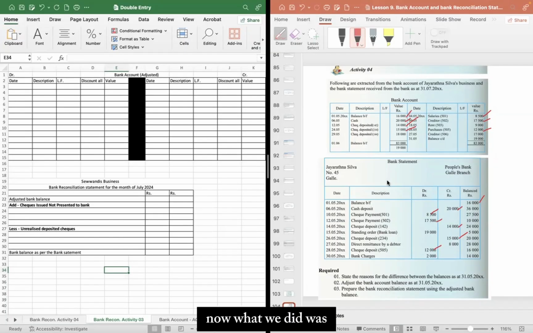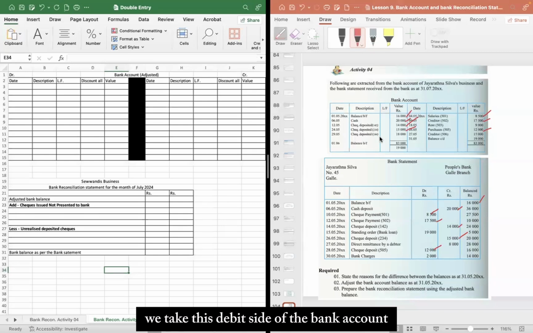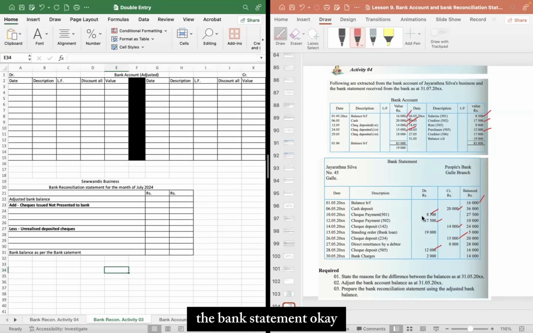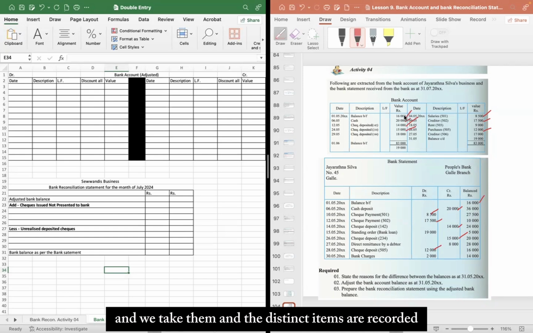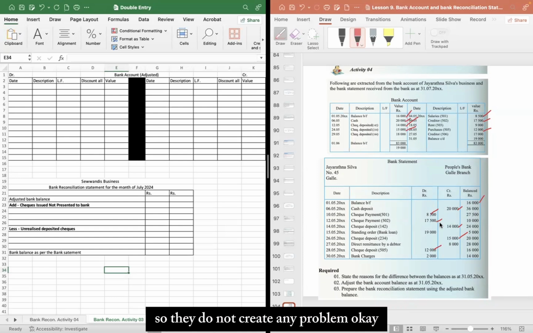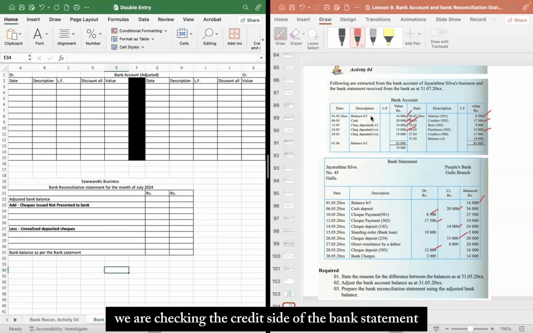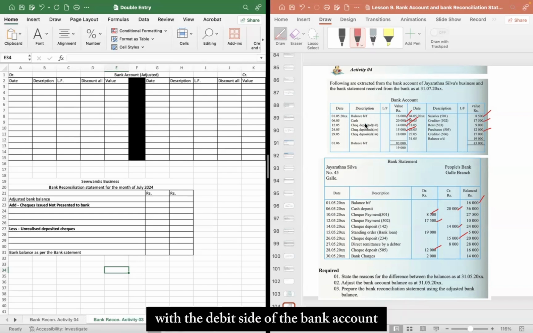Okay, now what we did was we took the debit side of the bank account with the credit side of the bank statement, and we took the credit side of the bank account with the debit side of the bank statement. Okay, and we ticked them, and these ticked items are recorded in both the bank account and bank statement, so they do not create any problem. Okay, they are not a reason behind this difference.